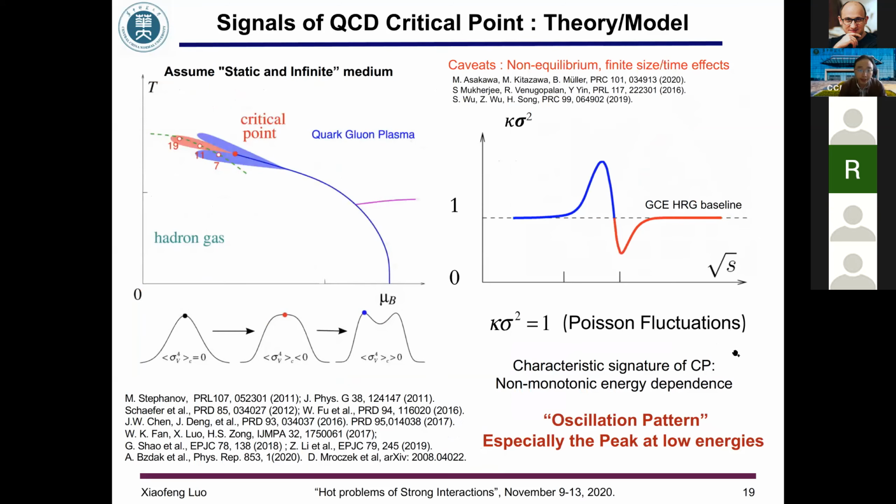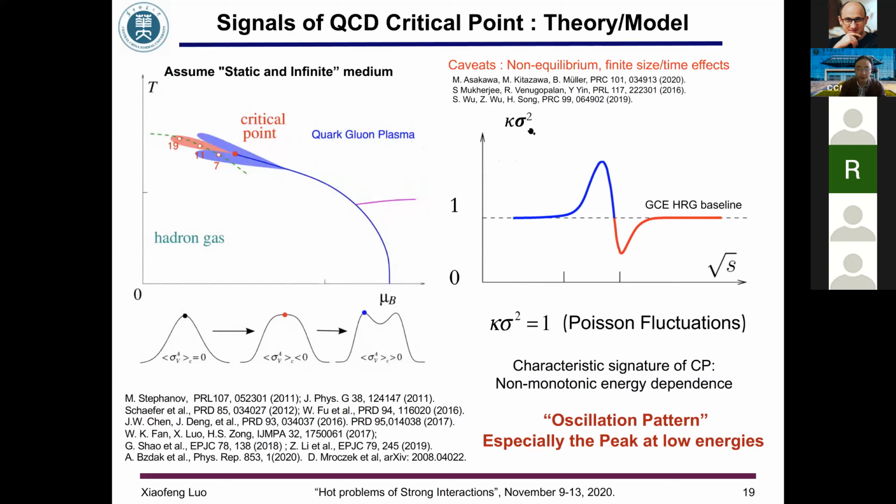From the theoretical side, what is the signature of the QCD critical point for these high order fluctuations? Actually, there are many model calculations. I give you an example here, which is from the sigma field model calculations. It describes that if the chemical freeze-out line passes through the critical region, the fourth order fluctuation will receive a negative contribution and also a positive contribution.